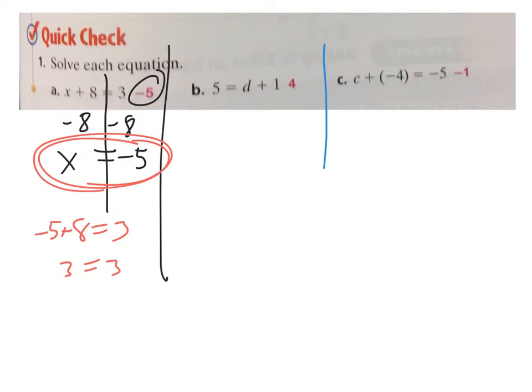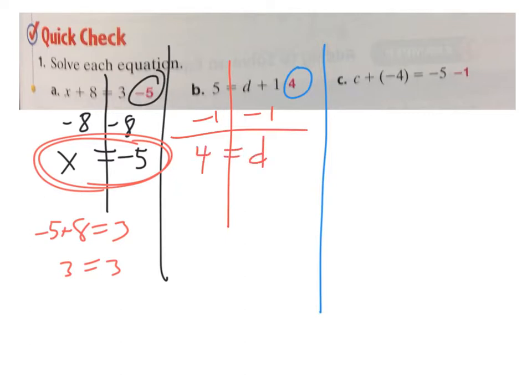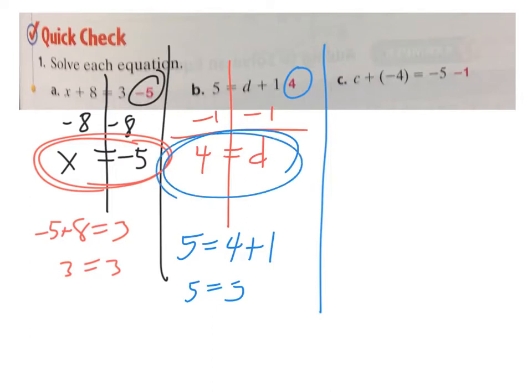Now for B, again, you can see the answer right there. What's attached to the D here is a plus 1. The opposite is minus 1. Again, show that on both sides. 5 minus 1 is 4, so D does equal 4. And again, the check. 5 equals 4 plus 1. And notice here the variable's on the right side instead of the left. That doesn't make any difference. It always works the same. And that's true. 5 does equal 5, so my answer was correct.